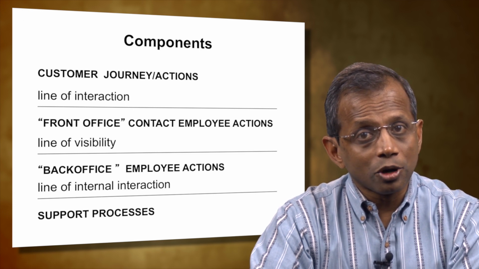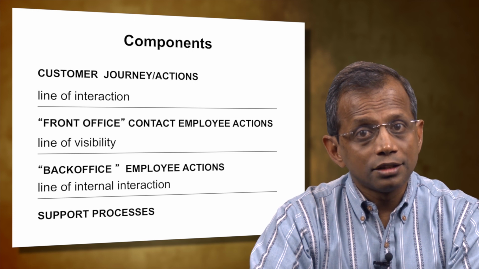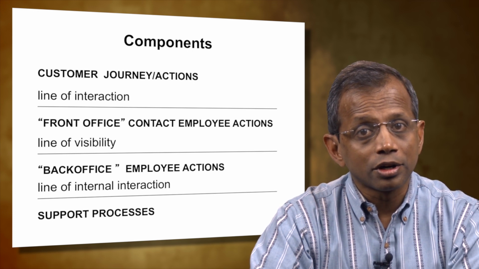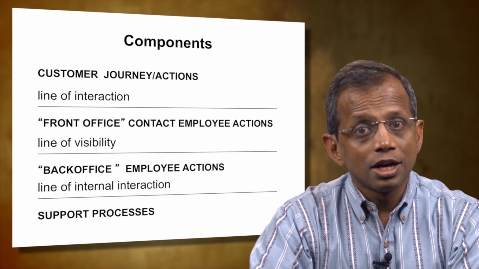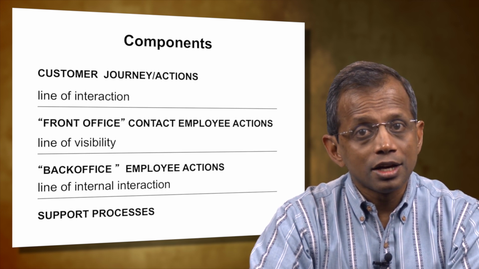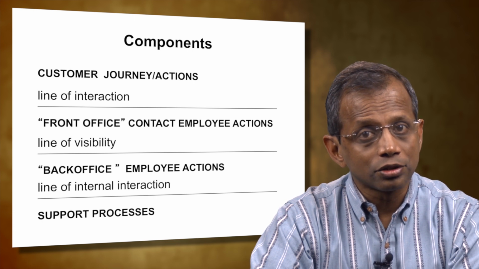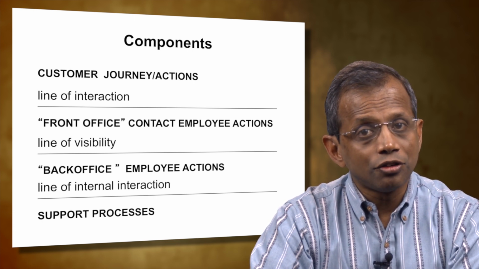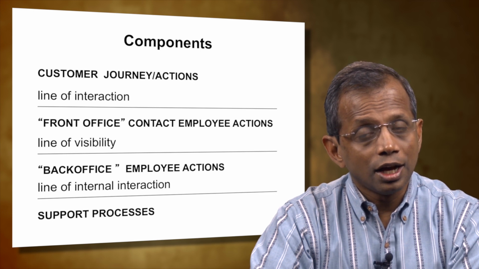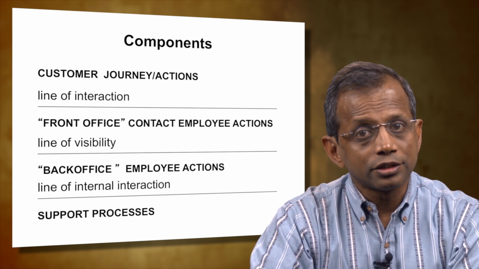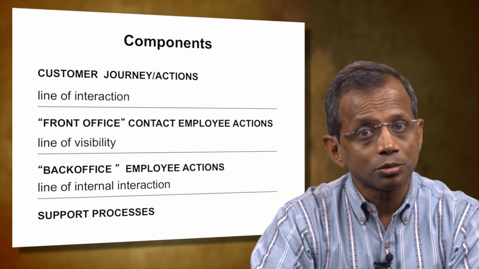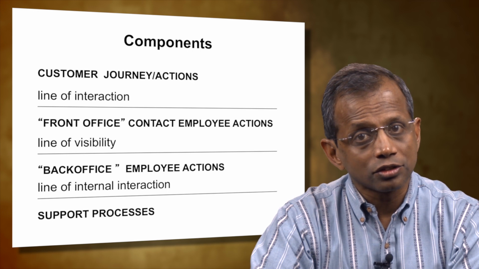Below the front office employee actions is the line of visibility that separates what is visible to the customer from what is not so visible to the customer. Anything below this line of visibility is the back office work that is invisible to the customer. And below this line, we show back office employee actions. And well below this are the support processes, the infrastructural activities that form the core of the organization. The last line, the line of internal interaction, separates specific back office work done for the customer from enterprise-wide support infrastructure that can be leveraged across customers.